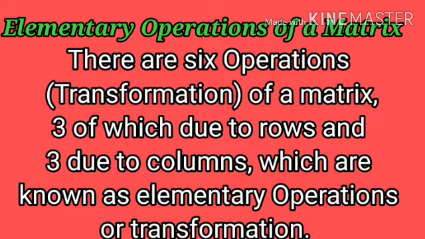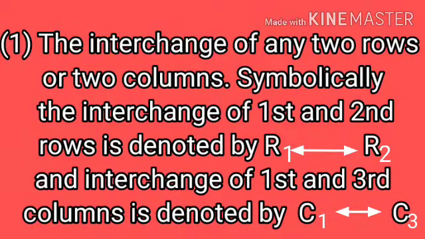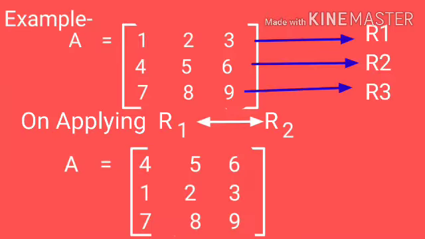So let's see the first two transformations, one on rows and another on columns. First, the interchange of any two rows or two columns. Symbolically, the interchange of the first and second row is denoted by R1 interchange with R2, and the interchange of the first and third column is denoted by C1 interchange with C3. For example, matrix A is equal to first row 1 2 3, second row 4 5 6, and third row 7 8 9.